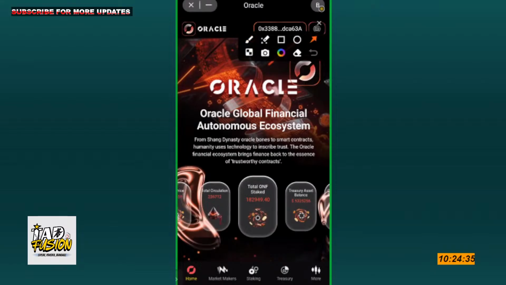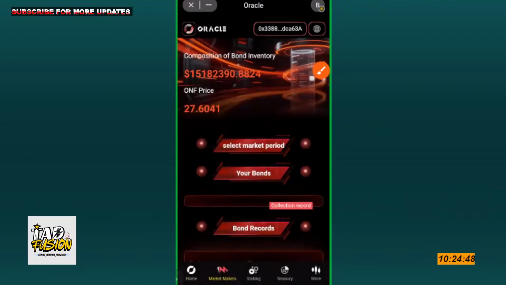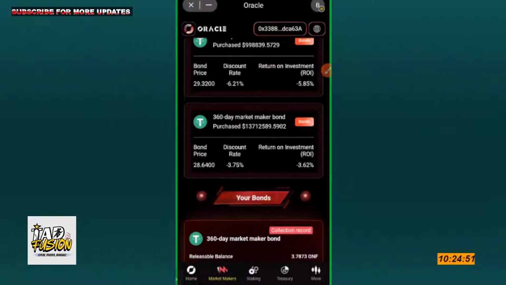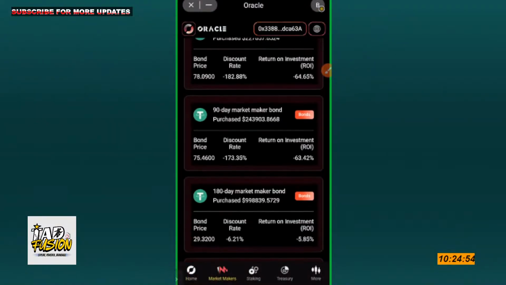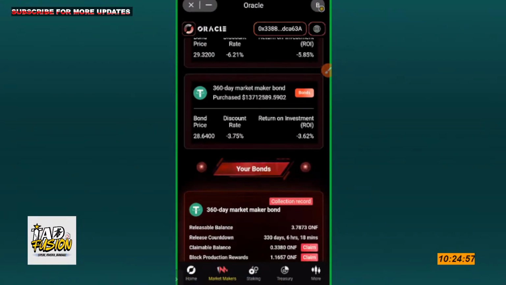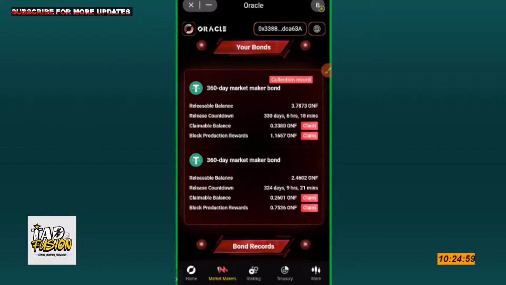If you are under bonds, if you are under market makers, you bought a bond of ONF, where do you see your profit from? If you are under market makers, you will click on market makers. After clicking on market makers, scroll down. As you see me moving the screen is moving up. You scroll down here. When you reach collection record, this is a record that shows you the profit you have made, the current capital which is being returned.